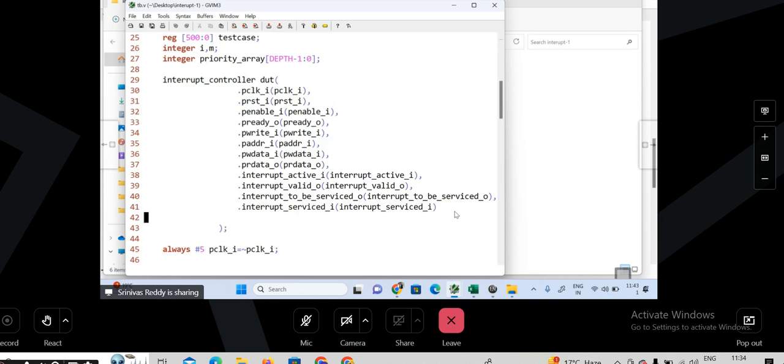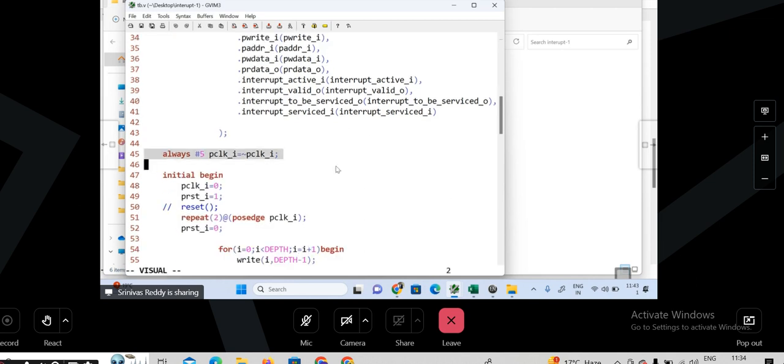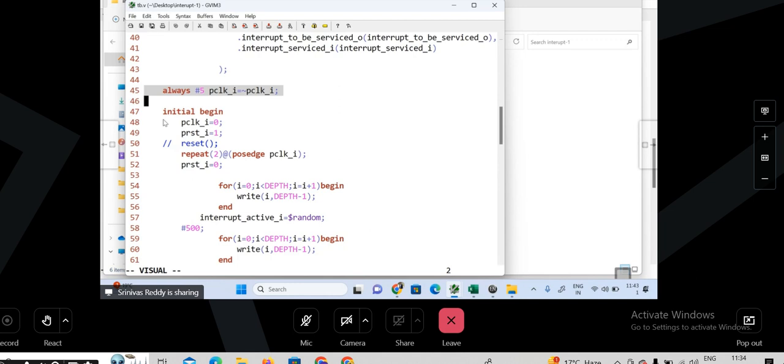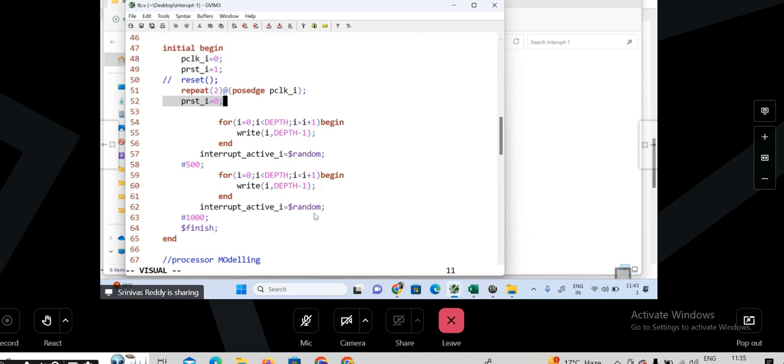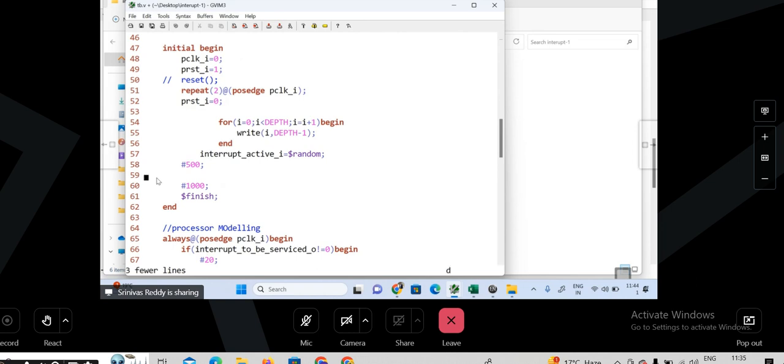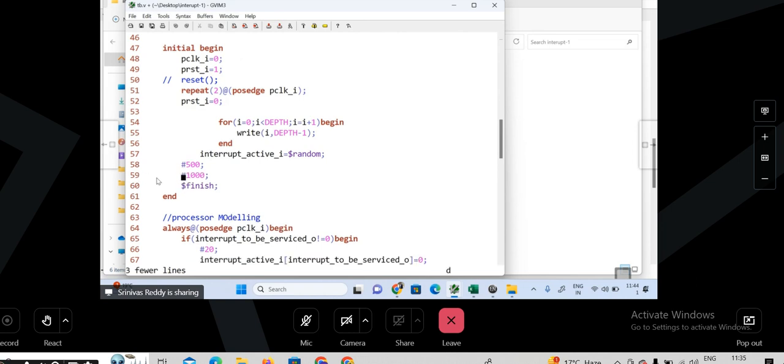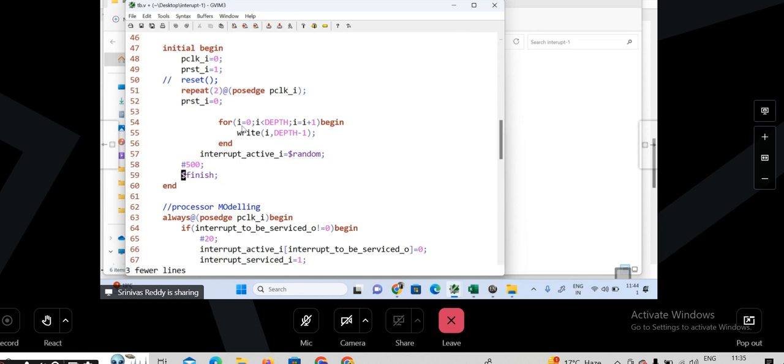Now this is the task for reset. This is very simple. What is the use of this reset task? I'm writing the reset task with no arguments. The task name is reset. What am I doing here? All the inputs I'm putting to 0: P enable, P write, address, data, interrupt active, then interrupt service. Then the priority array, I'm making it all zeros.